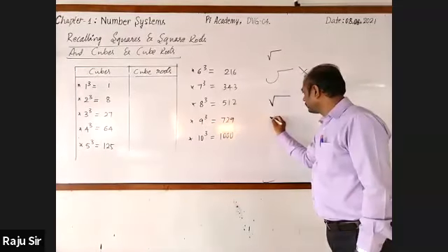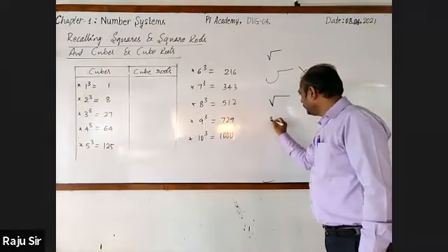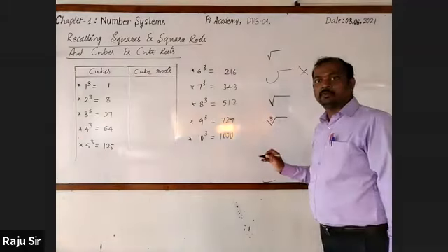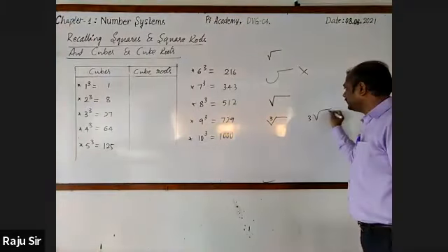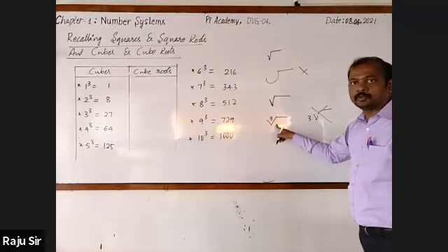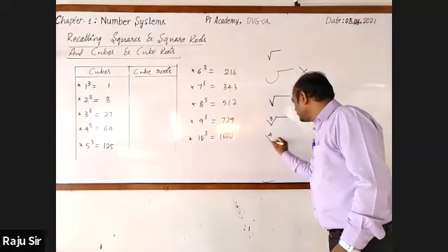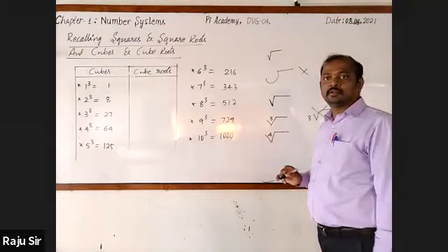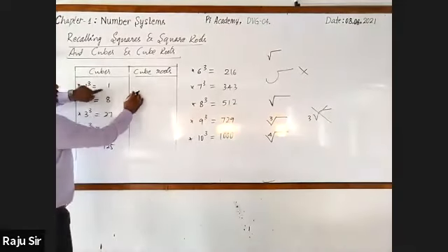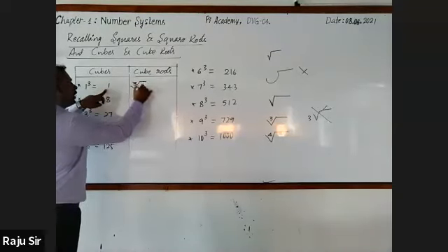If it is cube root, look at the board. 3 should be inside the V. Otherwise it is wrong. You cannot say it as cube root. This is cube root. If it is 4th root, 4 should be inside. You should write in that way only. Right. Cube root of 1.